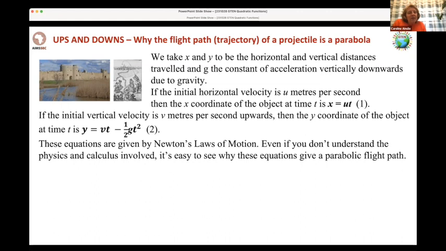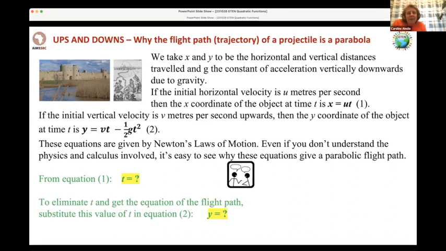So we're going to start at an initial velocity, which is going to be u meters per second. And so at any given time t, any time at all, no matter what t is, x, the x coordinate, wherever it stands in the graph, is u times t. So the initial velocity times the time. Now the initial vertical velocity is v meters per second. So that's upwards. And the y coordinate, and these are given by Newton's laws of motion, is vt, so the vertical velocity times the time, minus half the acceleration due to gravity times t squared.